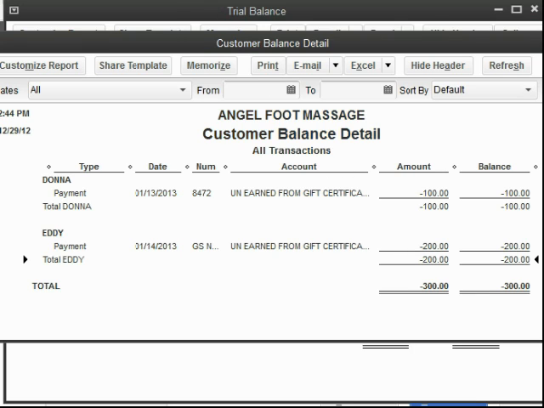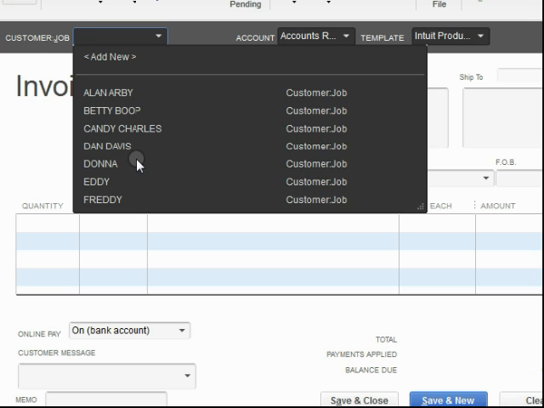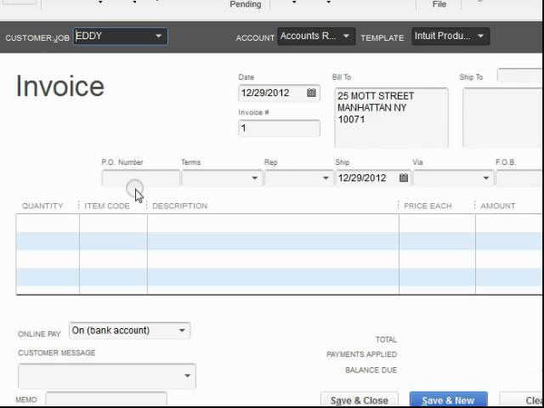We click on the invoice window, which I thought was here. Customer, create invoice. And we will choose our good friend Eddie. And Eddie was a customer.